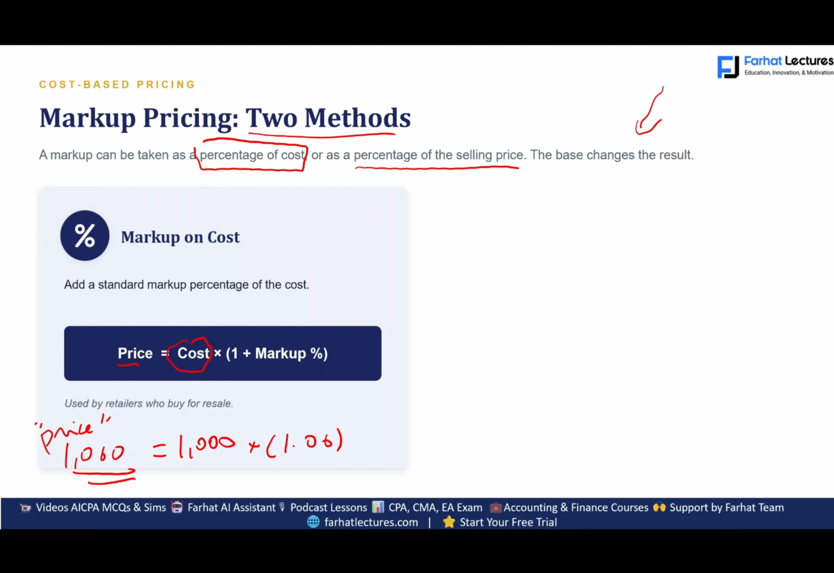So markup on cost, you'll take your cost and you inflate your cost by that markup percentage. So 1,000 times 1.06, whatever that percentage is, 1.15, whatever that markup is.